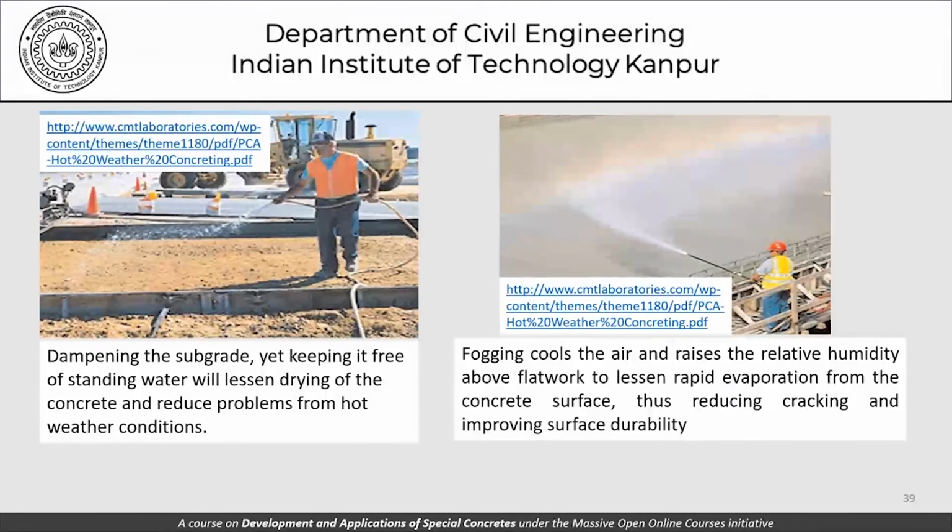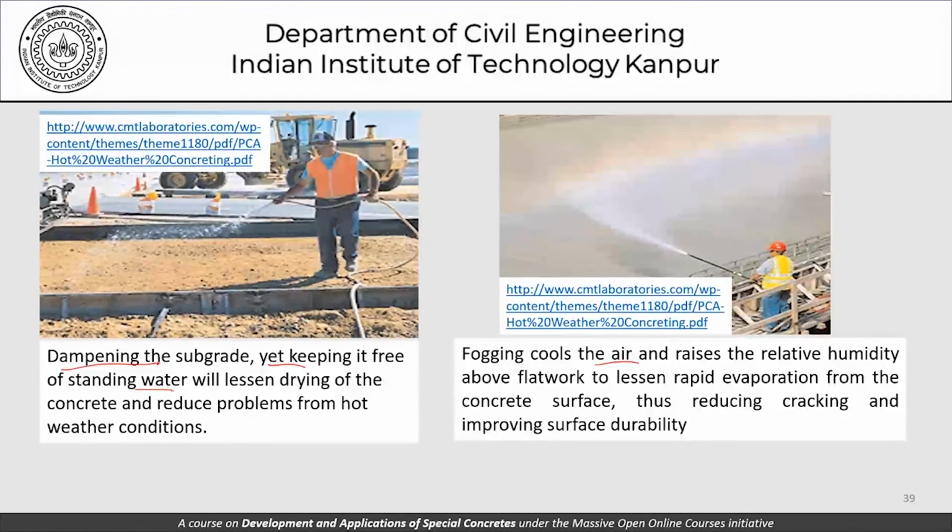This picture here shows dampening of the subgrade, yet keeping it free of standing water will lessen the drying of concrete and reduce problems from hot weather conditions. And this picture here is fogging, which cools the air and raises the relative humidity above the flat work to lessen rapid evaporation from the concrete surface, thus reducing cracking and improving the surface durability.